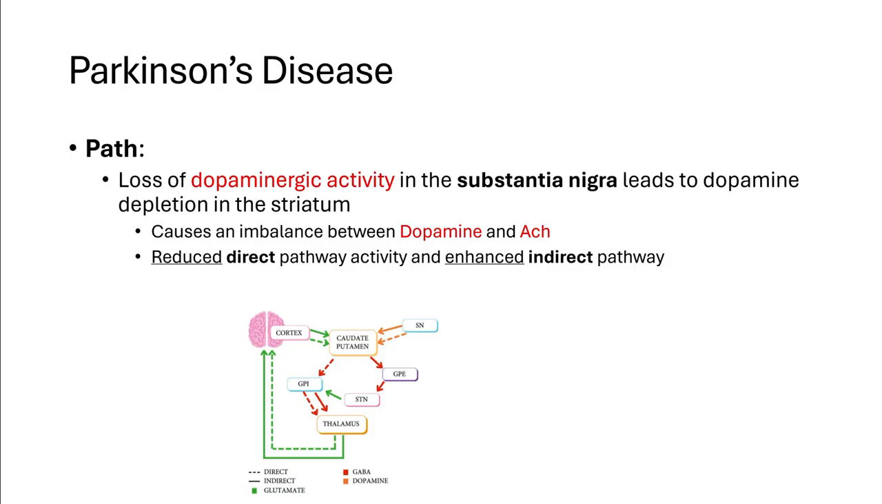Parkinson's disease is caused by the progressive degeneration of dopaminergic neurons in the substantia nigra pars compacta, leading to decreased dopamine in the nigrostriatal pathway. This results in an imbalance between dopamine and acetylcholine in the basal ganglia, impairing the motor circuit.